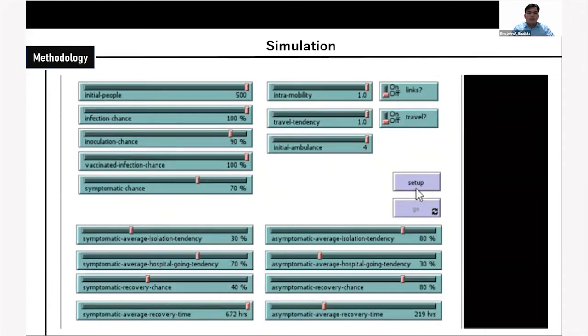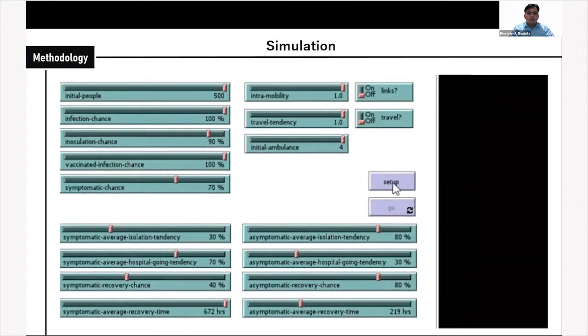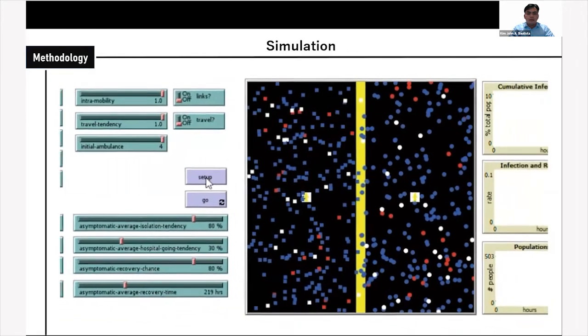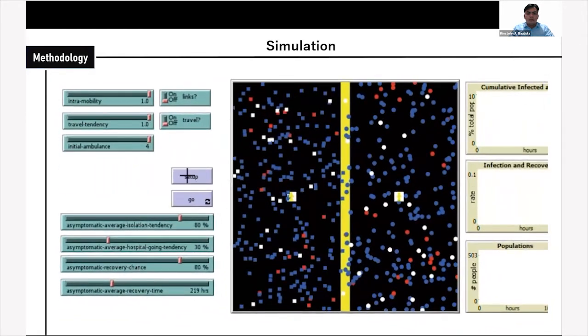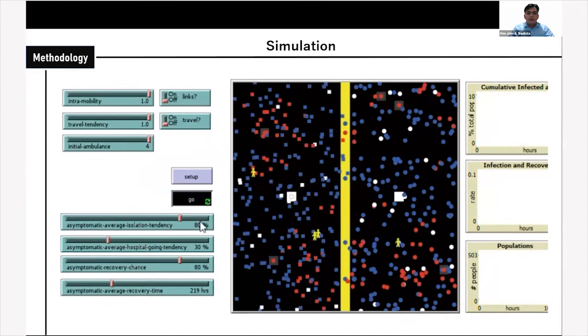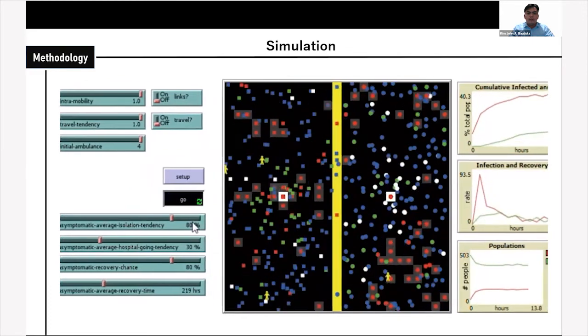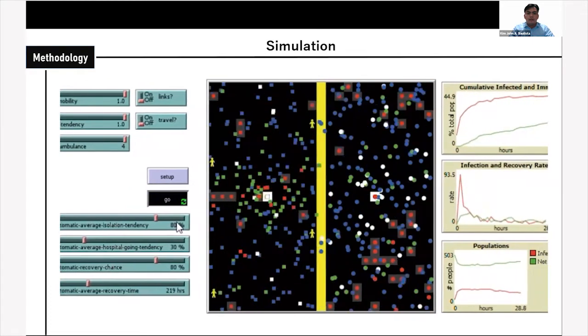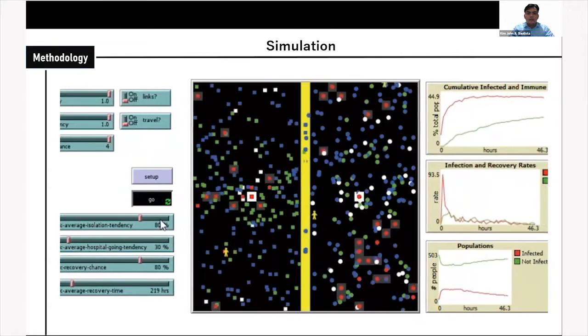Then, the user will click the Setup button to apply these parameter values to the whole model and call the setup procedure, which will eventually create turtles on the world component. Then, the user will click the Go button. The Go button will call the Go procedure, which will start the simulation.